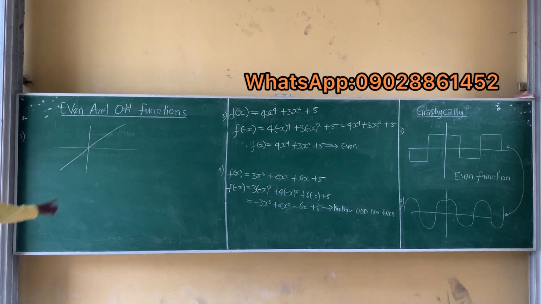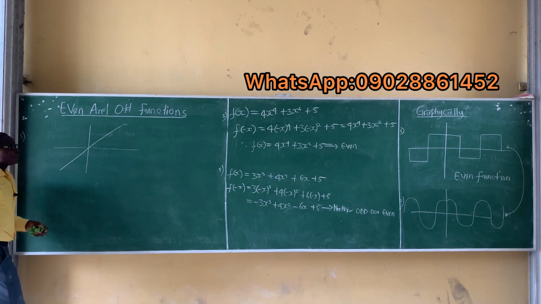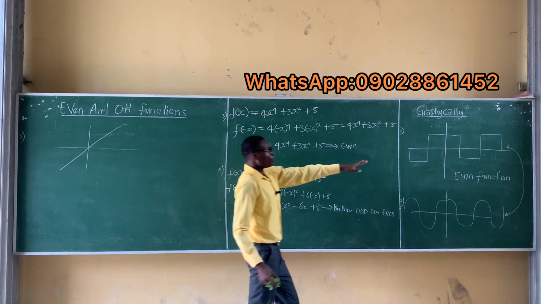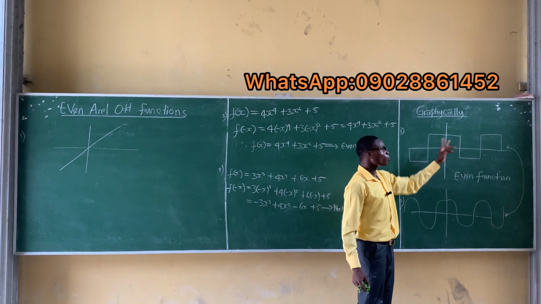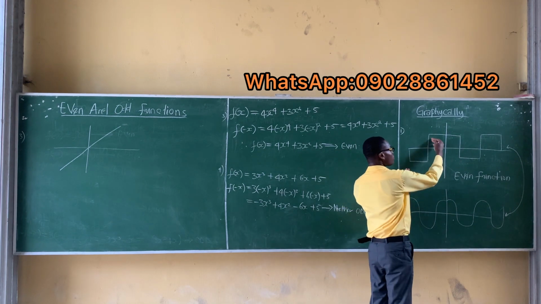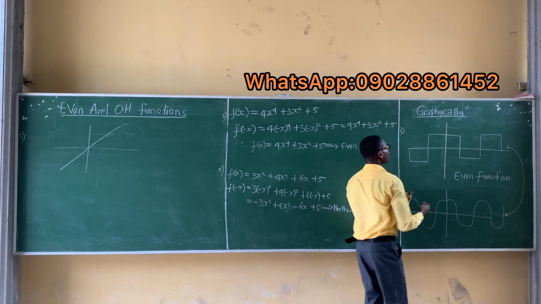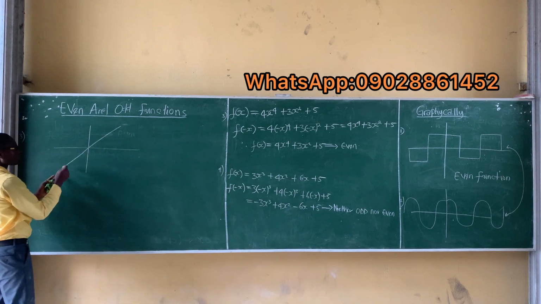It will pass through the origin, and this is an odd function because it is symmetric about the origin. If you observe this carefully, we have the same shape in two successive quadrants, so this is an even function. What we have here is what we have here, two successive quadrants. And for the odd function, we have it in the first and third quadrants.